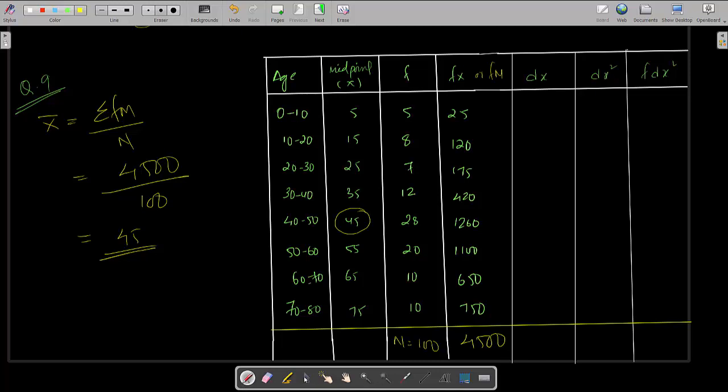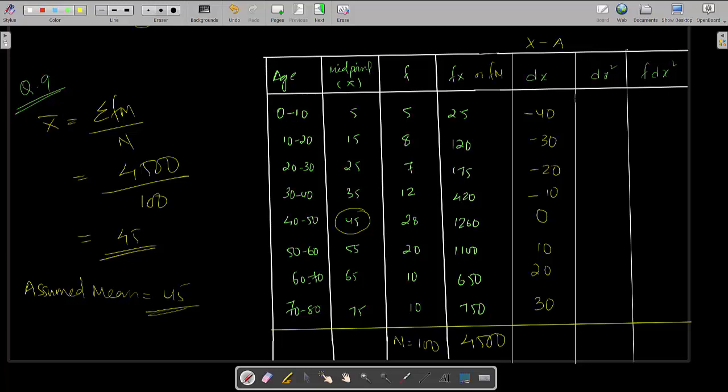Clear? To find dx, what we have to do is x minus a. What is x here? Midpoint. What is a here? 45. So the assumed mean is equal to 45. Our actual mean is also 45, and our assumed mean is also 45. Now to find dx, x minus a, that is 5 minus 45. So it will be minus 40, minus 30, minus 20, minus 10, 0, 10, 20, and 30. That is what we are going to write here.